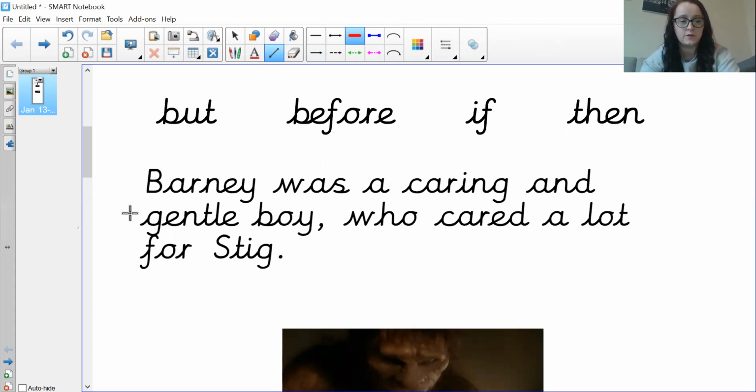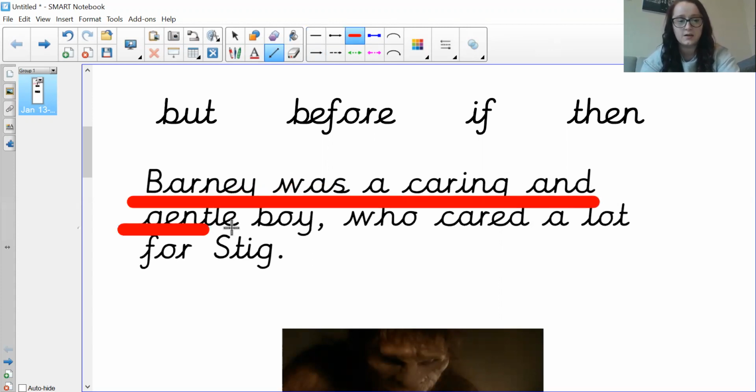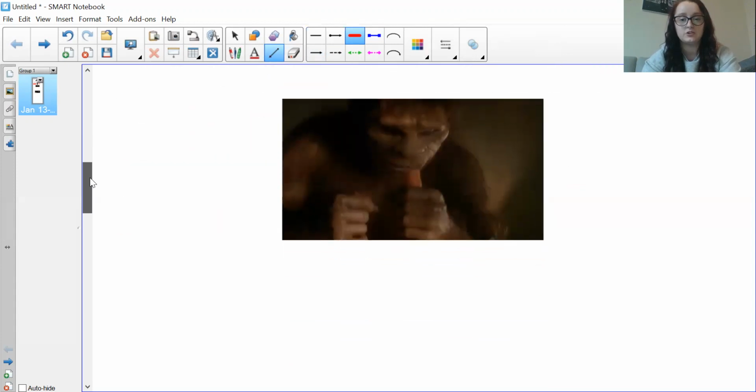If you said the first part, Barney was a caring and gentle boy, that is the main clause, because that makes sense on its own. Whereas if we had the sentence, who cared a lot for Stig, that doesn't make sense on its own. That is that extra bit of information that gives you a little bit more detail, and that is the subordinate clause.